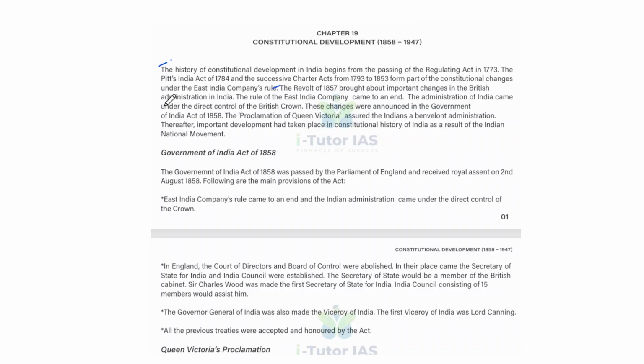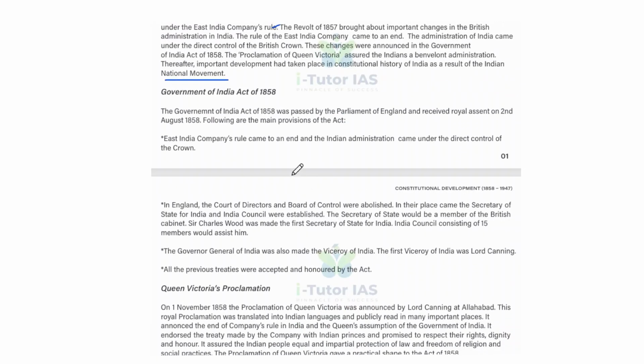And these changes were announced in the Government of India Act of 1858, and the proclamation of Queen Victoria assured the Indians a benevolent administration. And thereafter, important developments took place in the constitutional history of India as a result of the Indian national movement. Okay, so the first one is the Government of India Act 1858.